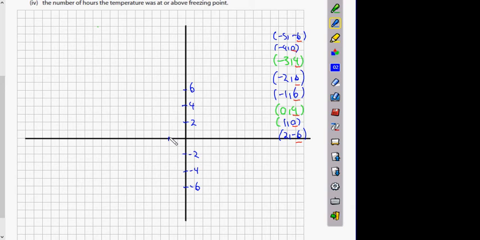I want to spread out the graph a bit, so I'm going to make it wider than I would normally. Minus 2, minus 3, minus 4, minus 5. This is going to be 1 and 2. Is that graph okay? Yeah.